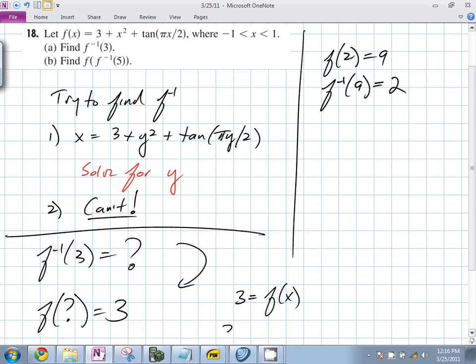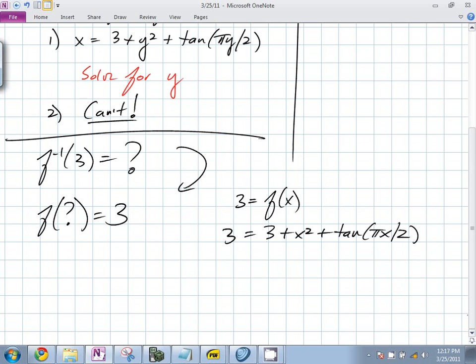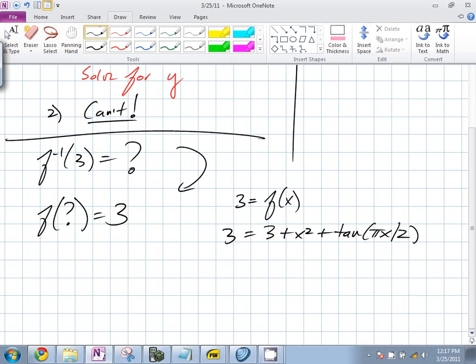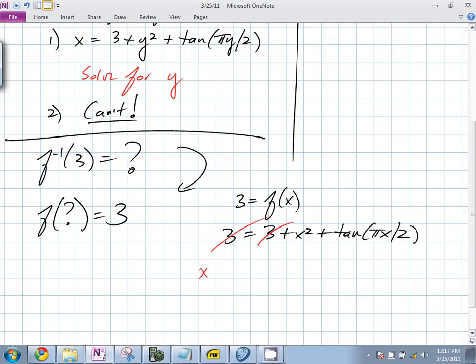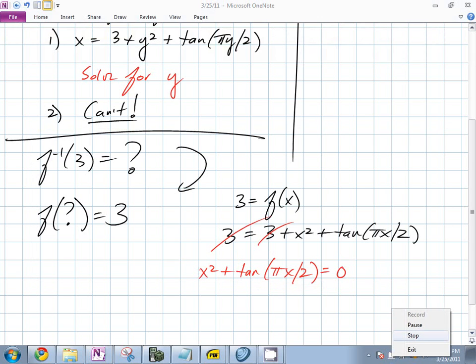And what is f of x? 3 plus x squared plus tangent of pi x divided by 2. There it is. So now we solve that. Cross out the 3 and end up with x squared plus tangent pi x divided by 2 is equal to 0. Again, what's the problem with this? What makes that really hard to solve? x in and out of the trig function. Right, so what are you going to have to use to solve this at this point? You're going to have to use your calculator.